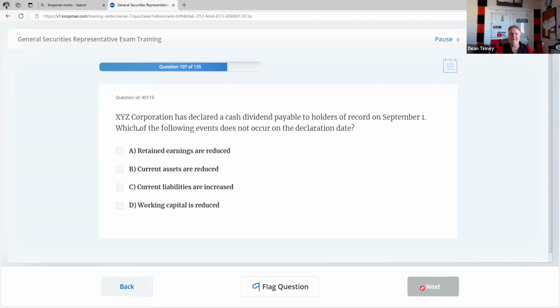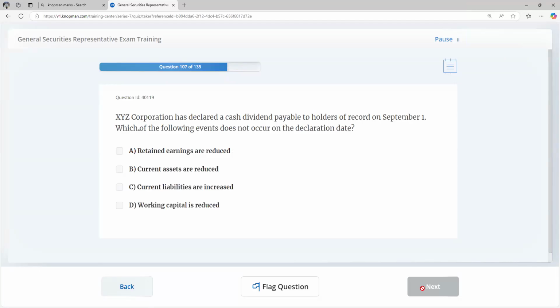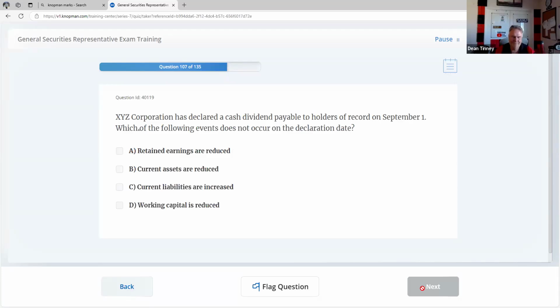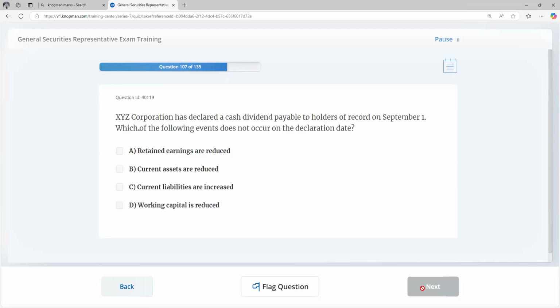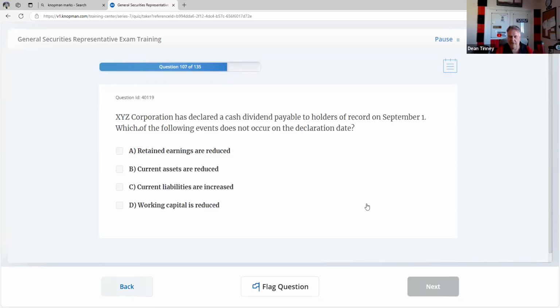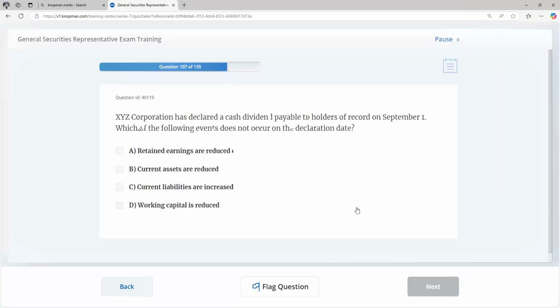XYZ has declared a cash dividend payable to holders as of record September 1st. Which of the following does not occur on the declared date? Well, when they declare it, we know that current liability is increased and we know that capital is reduced. So which of the following events does not occur? You're correct.